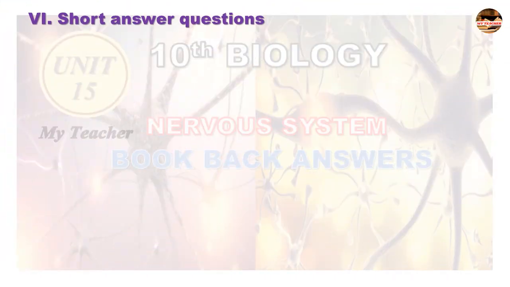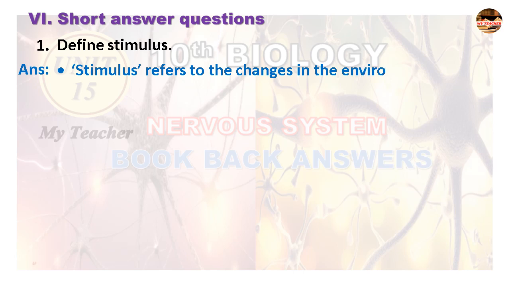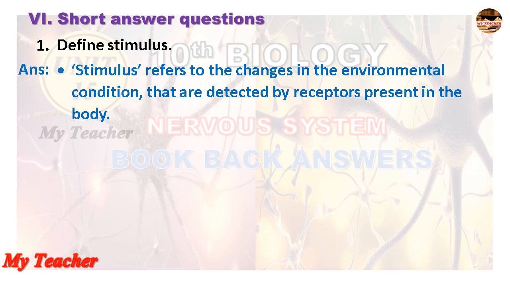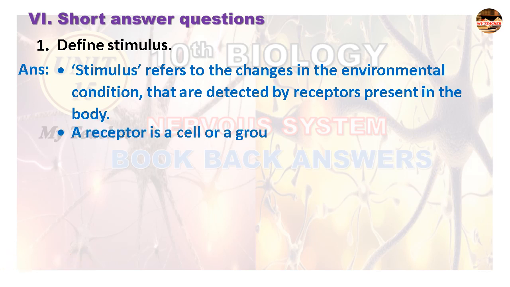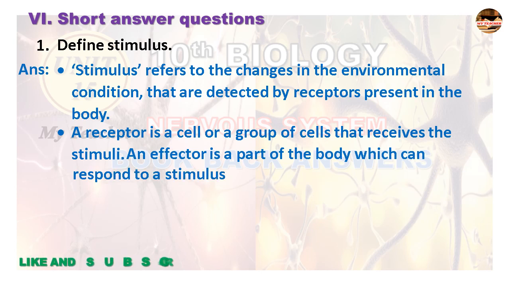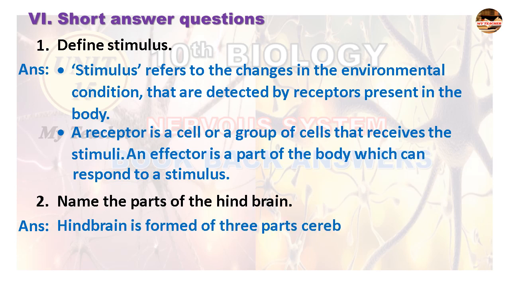Short answer questions. First one, define stimulus. Answer, stimulus refers to the changes in the environmental condition that are detected by receptors present in the body. A receptor is a cell or a group of cells that receives the stimuli. An effector is a part of the body which can respond to a stimulus. Second question, name the parts of the hindbrain. Answer, hindbrain is formed of 3 parts, cerebellum, pons and medulla oblongata.